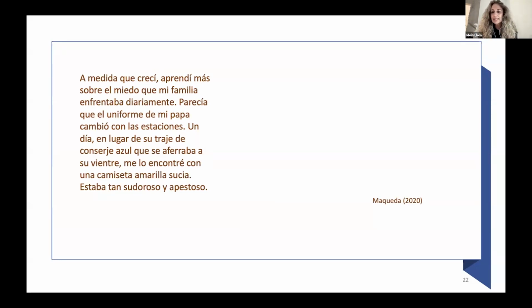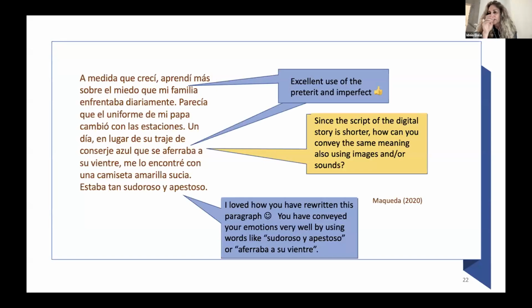When they were provided with some feedback, there were two types. One was linguistic: excellent use of the present imperfect, which is very hard for our students in Spanish to talk about the past. Or a positive comment: I love how you have written this paragraph. You have conveyed your emotions very well by using words like sudoroso, sweaty, and apestoso, smelly, or aferraba su vientre, very close, very tight on his belly.